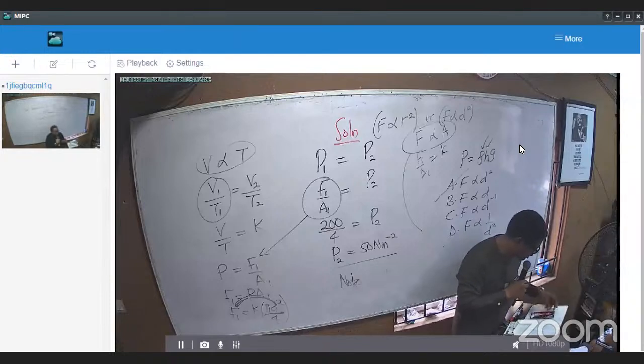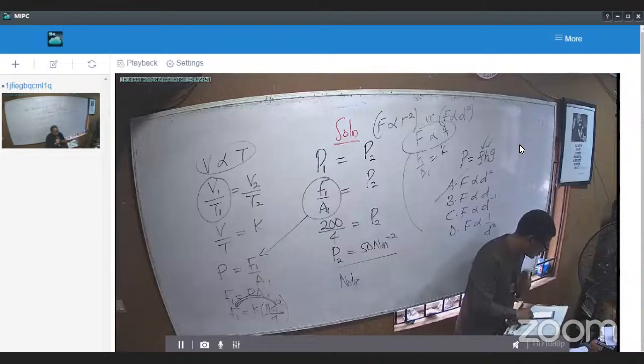Okay, we move to the next question. Question number 7. Find the pressure of the gas in the figure below.